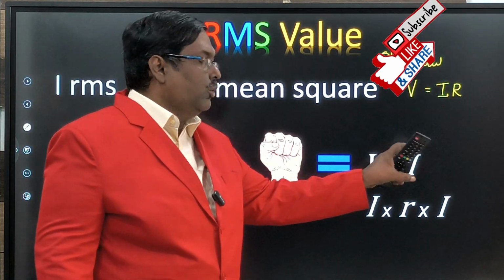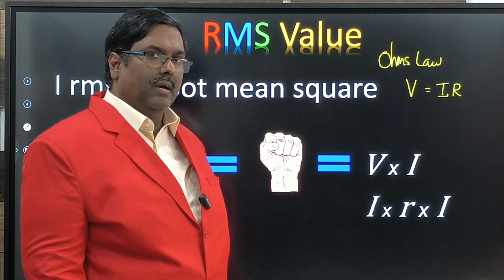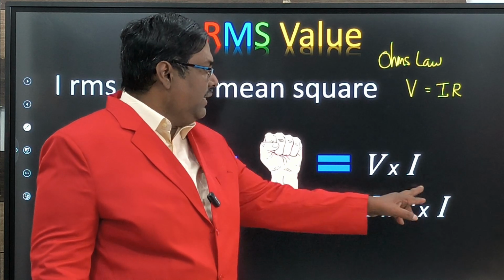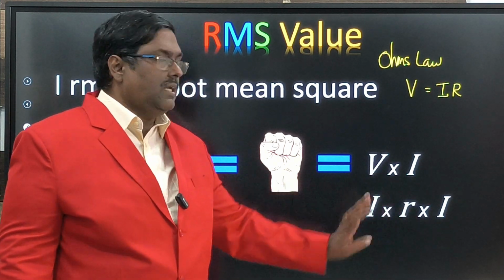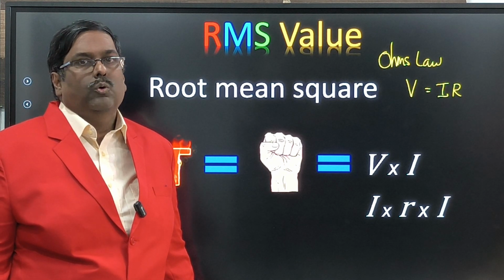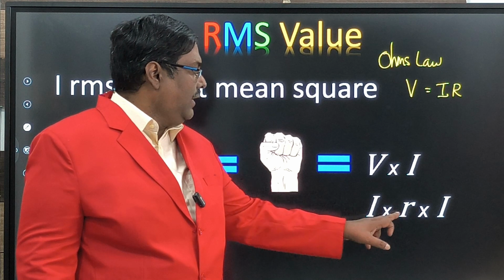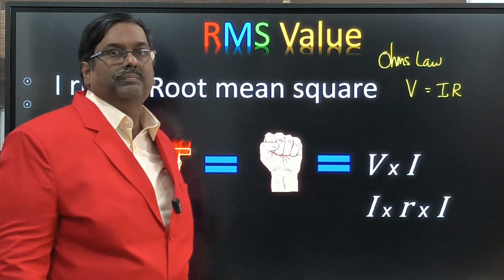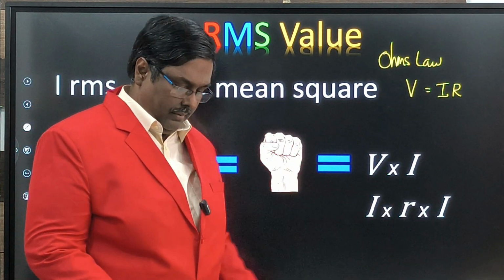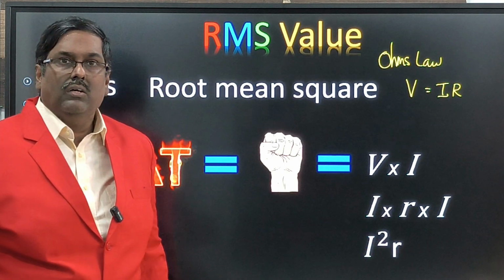So I want to convert this into one variable. I cannot multiply when both things are varying. Voltage is also varying, current is also varying. I cannot calculate that, right? So I want to make it one variable and one constant. The constant is R, because the bulb is the same. R means ohms. So I converted this V into I into R as per Ohm's law. So now I into I, I square, and R is R.